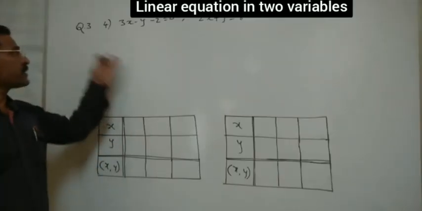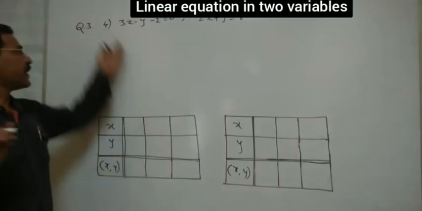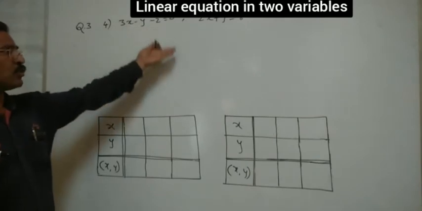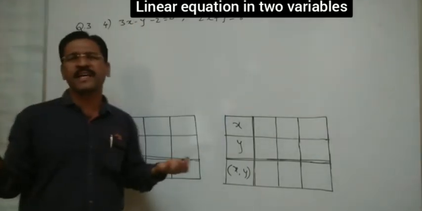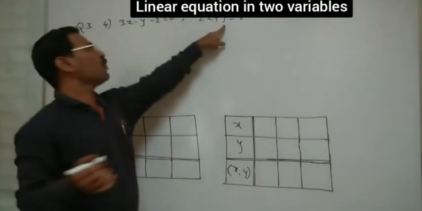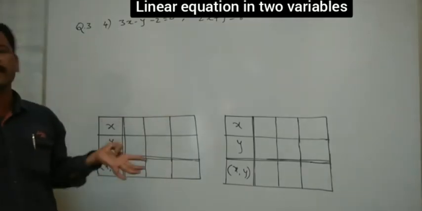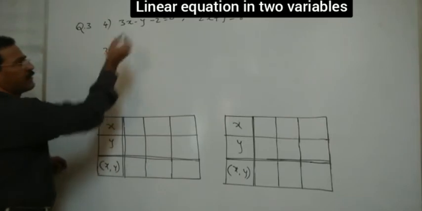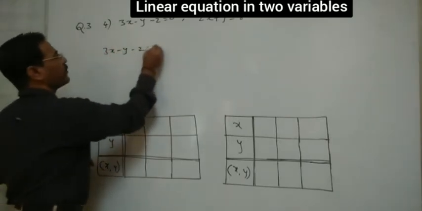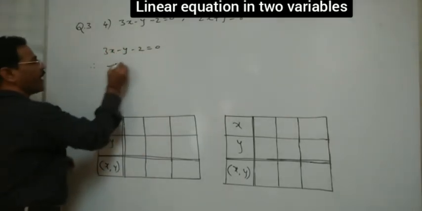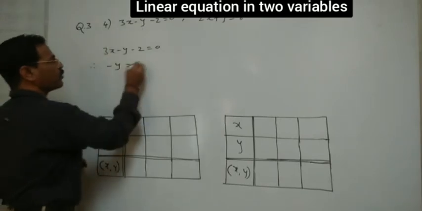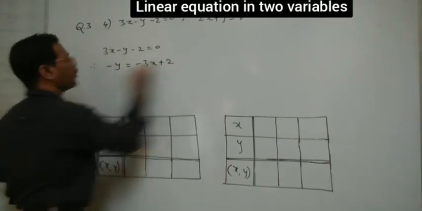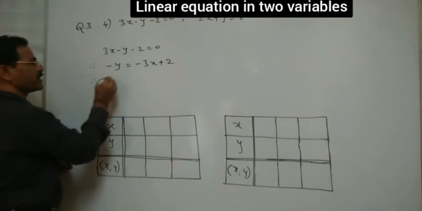Let's take the next, which is the fourth one. See here, 3x minus y minus 2 equal to 0, and 2x plus y equal to 8. Both of these are in only y form, that is, no coefficient. So it is very simple. Just look here. I'll take the first equation and write it in y form. The remaining 2 we take to that side, and because of the minus, I will change the sign.